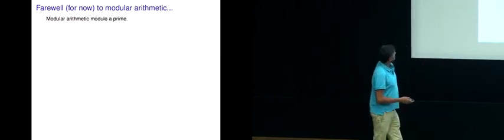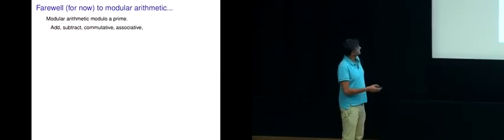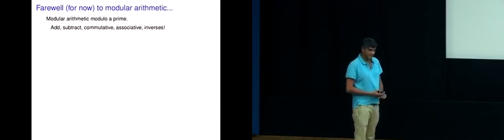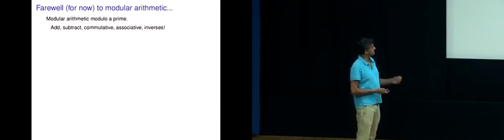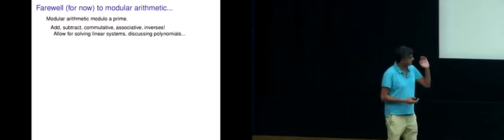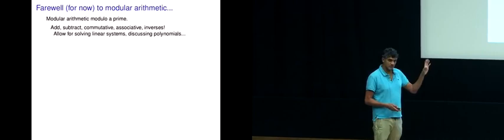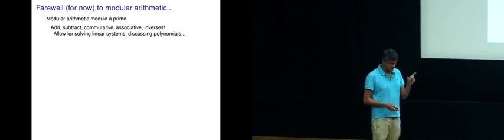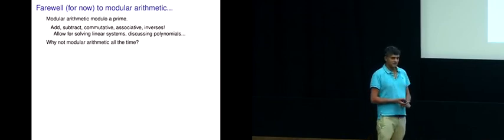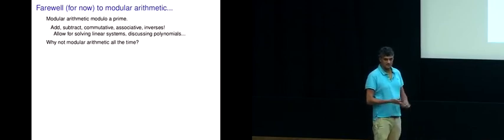Okay, so modular arithmetic, modulo a prime: you can add and subtract. Multiplication and addition are commutative and associative. You have both additive and multiplicative inverses. It allows for solving linear systems, and we can do polynomial interpolation using this modular arithmetic. We could just work over numbers mod p. Why don't we always use modular arithmetic? It seems so awesome.